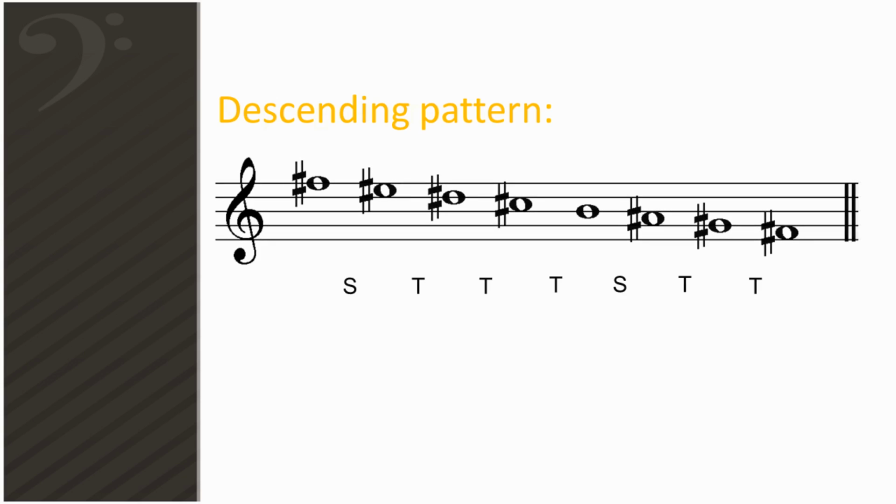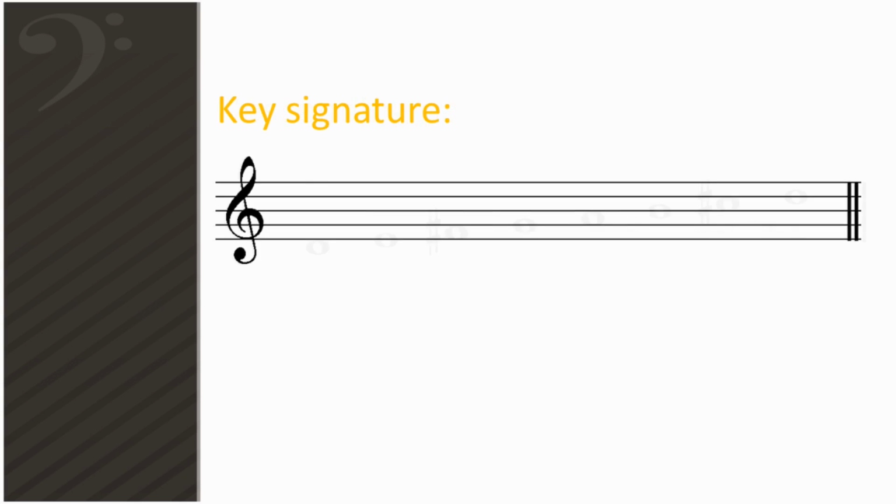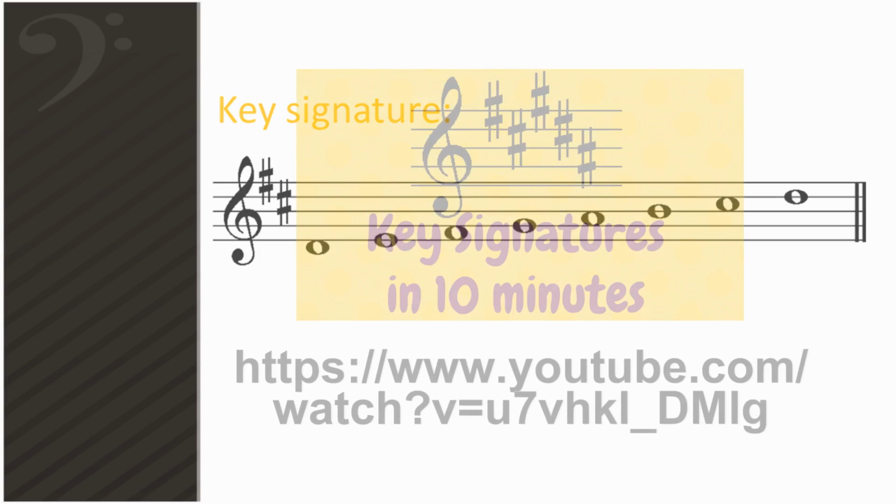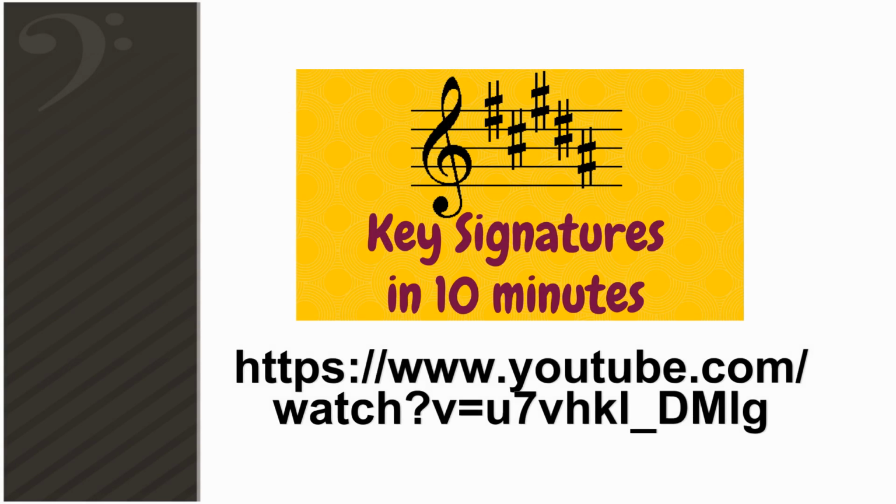In a major scale, if you need to add a key signature, the sharps or flats in the key signature are the same as those you wrote in the scale. In D major, we used F sharp and C sharp, so you need the key signature with 2 sharps. If you're not sure how to write key signatures properly, take a look at my video on key signatures in 10 minutes. The link is in the description.